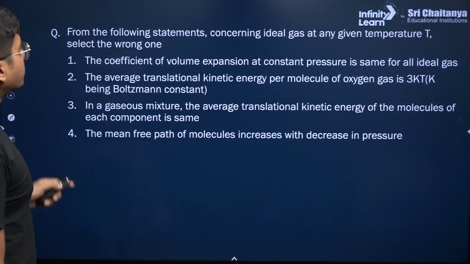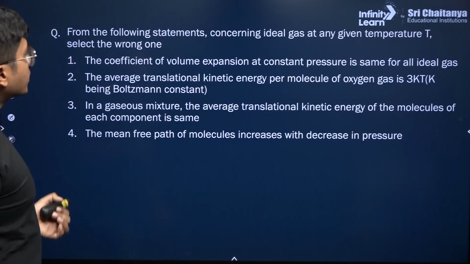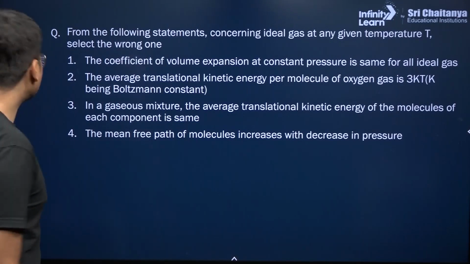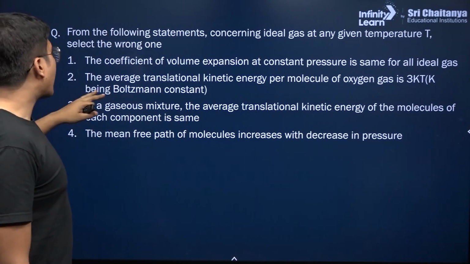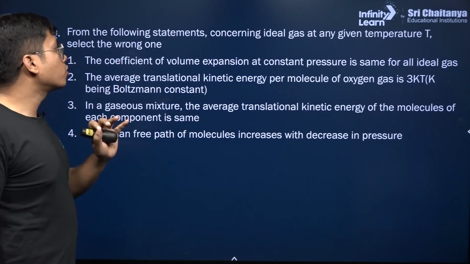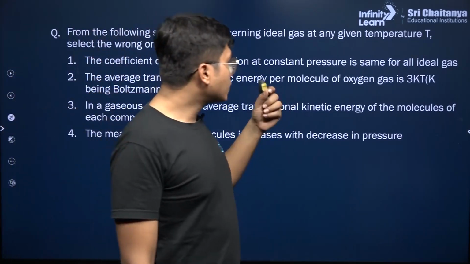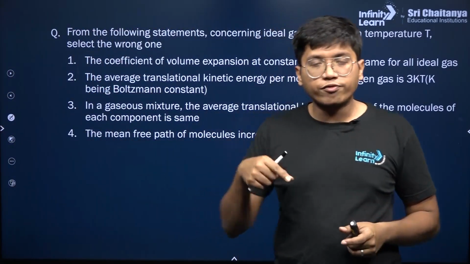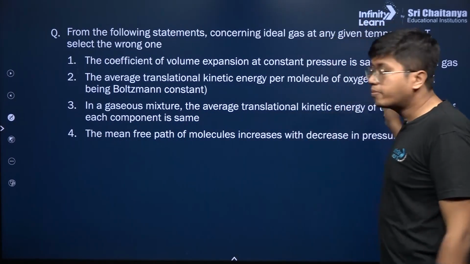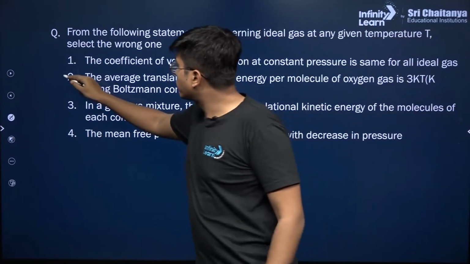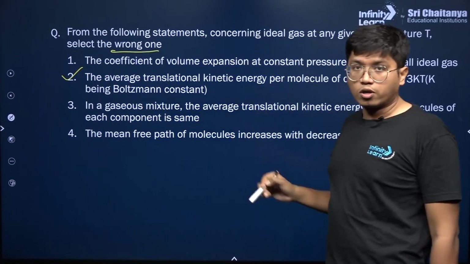Next one, from the following statements concerning ideal gas at any given temperature, select the wrong one. Coefficient of volume expansion at constant pressure is same for all gases. This is the correct statement, not the wrong one. We know this for a fact. Next, the average translational kinetic energy per molecule of oxygen is 3kT. This is an incorrect statement because we know that there are 3 translational degrees of freedom, and each degree of freedom gives you half kT. So this should have been 3 by 2 kT. So this is our correct option because that is the incorrect statement. The question asks us which statement is wrong.